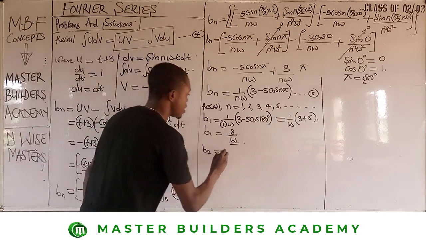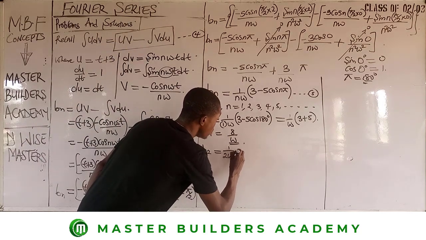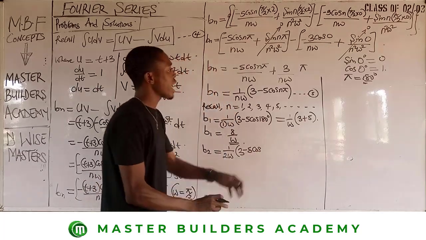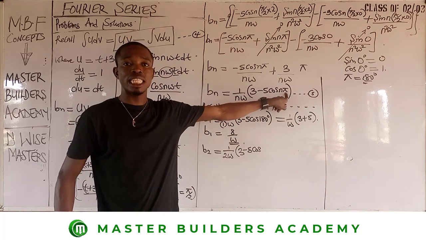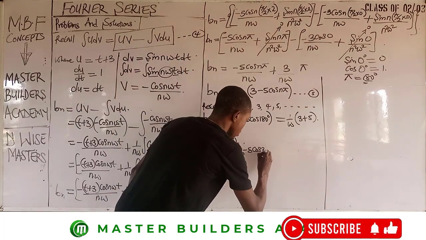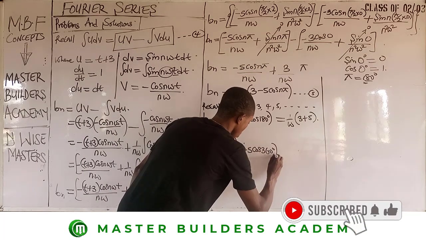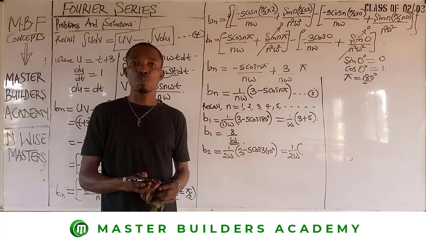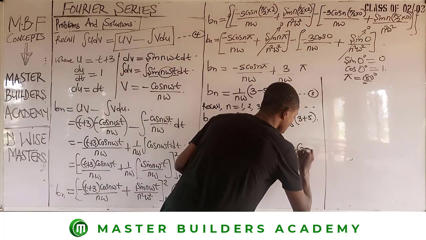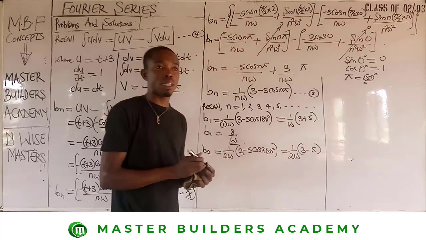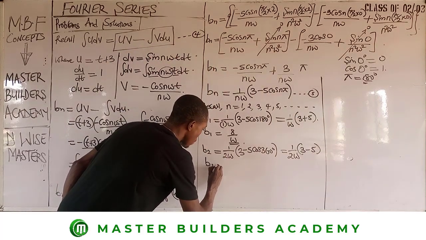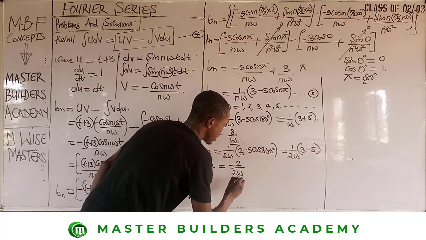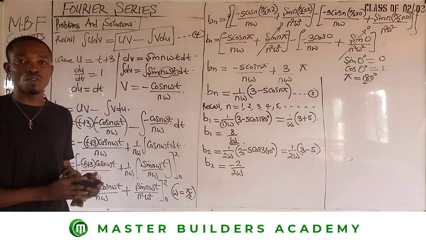For b2, we have that this will be 1 over 2w into 2 minus 3 minus 5 cos. Now again, n is 2, and 2 times 180 gives us 360, so cos 360 degrees. And this will give us 1 over 2w into cos 360, which is positive 1. So 3 minus 5 times positive 1 will give us minus 2. Automatically b2 would have given us minus 2 all over 2 omega. We have gotten the first 2 values.